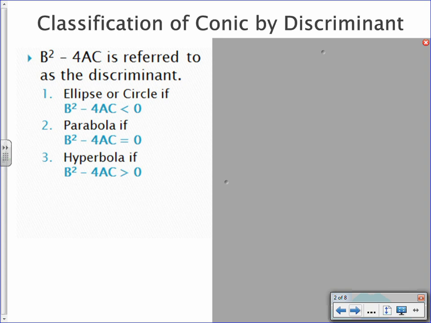If your discriminant is negative, you're going to have an ellipse or circle. If it's a rotation, we do not know which one, so you have to actually write ellipse or circle. If it is not a rotation, then we know the difference. If your discriminant is 0, it is a parabola. If your discriminant is positive, you have a hyperbola.